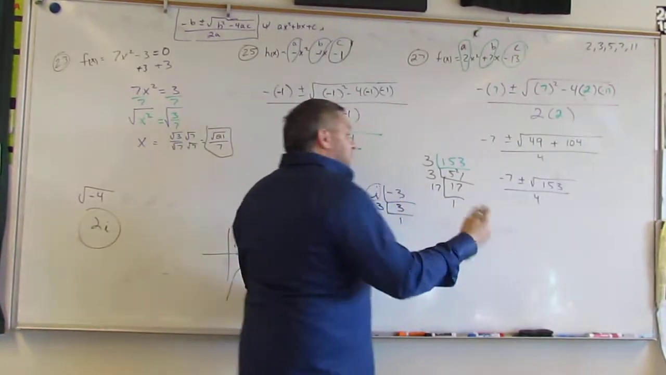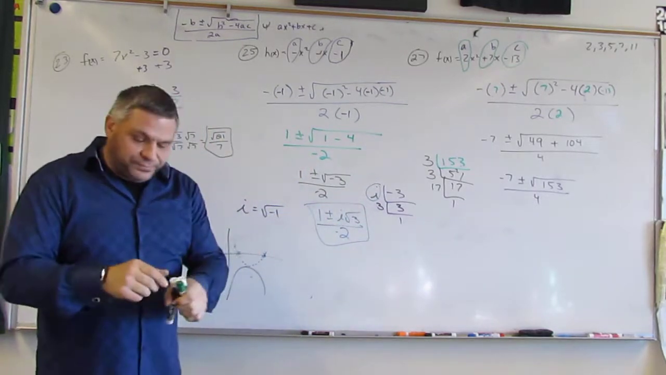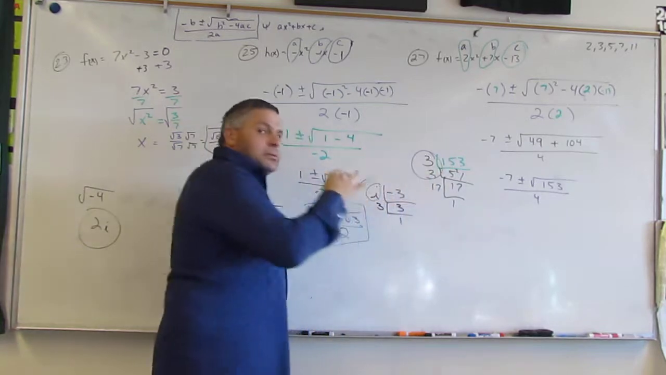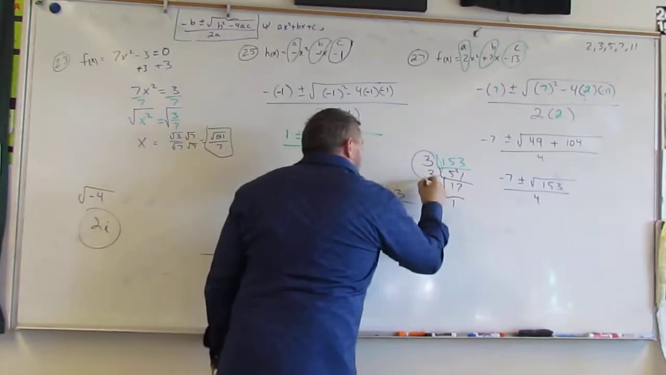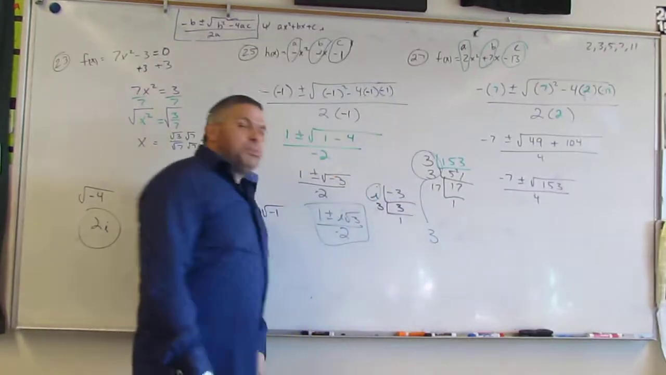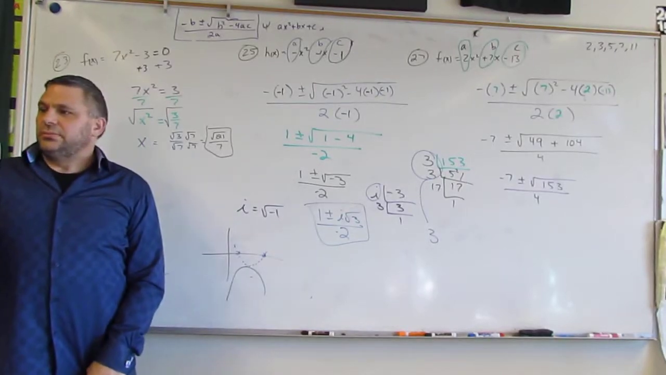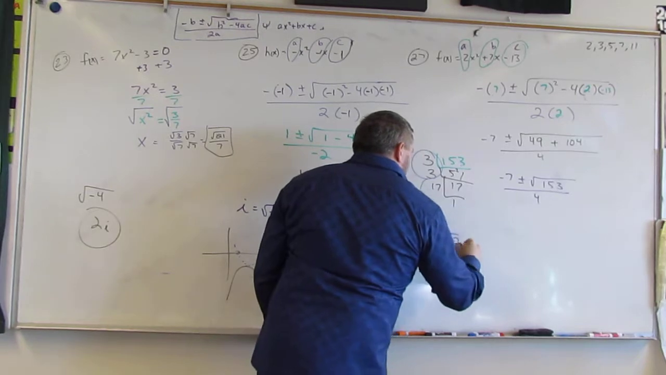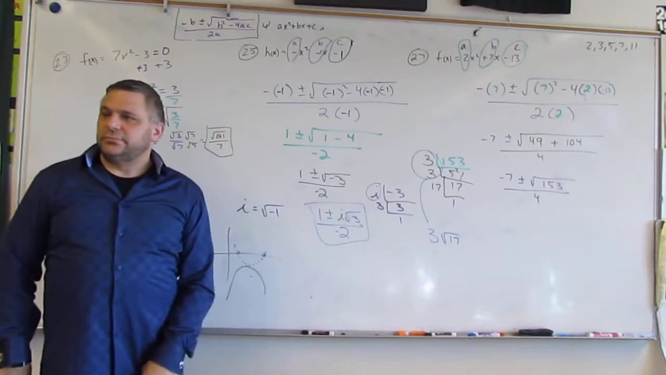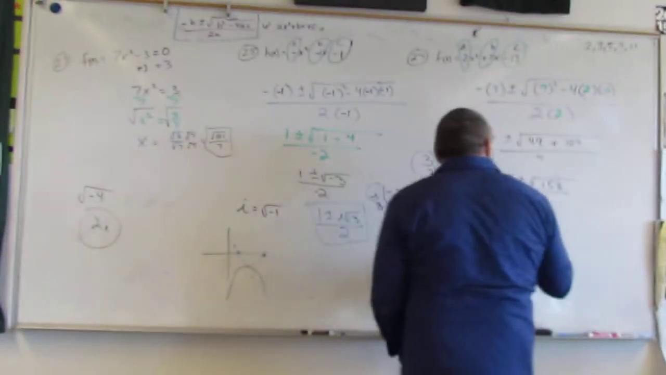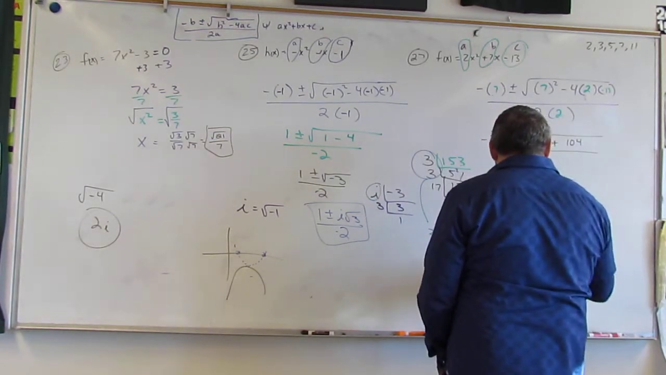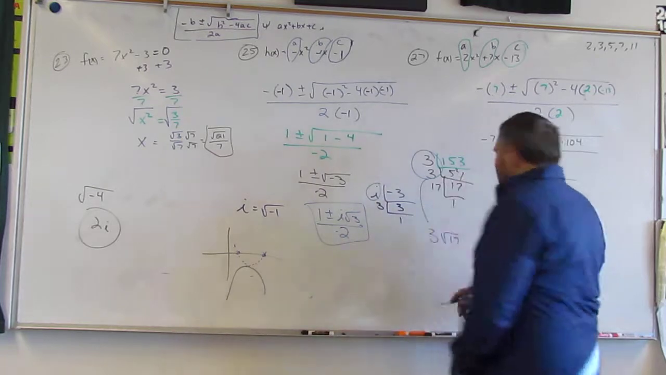Alright. Now this is where it comes up. You circle your pairs. Whatever's a pair, you're going to bring 1 out. Just 1. Whatever's not paired stays in. And now you've got negative 7 plus or minus 3 square roots of 17, all over 4. And that's your answer.